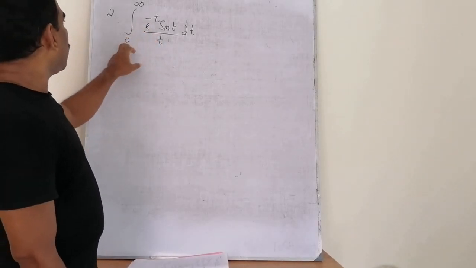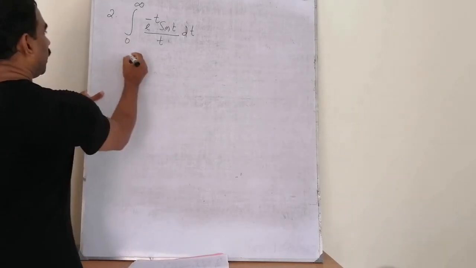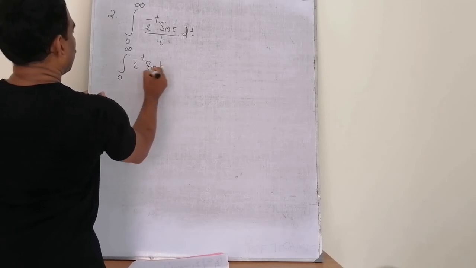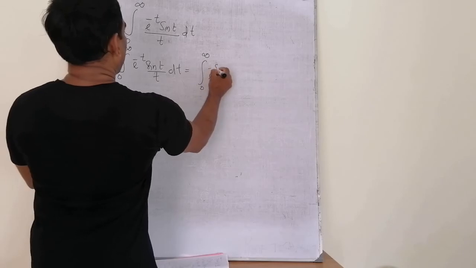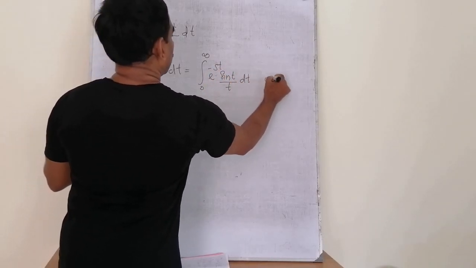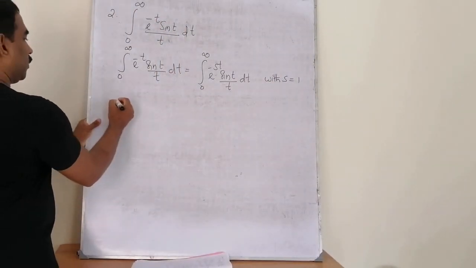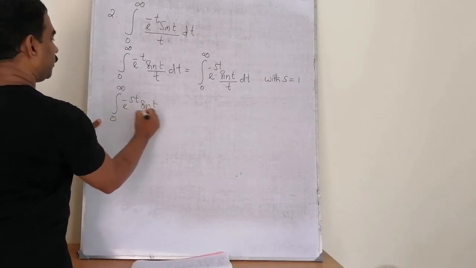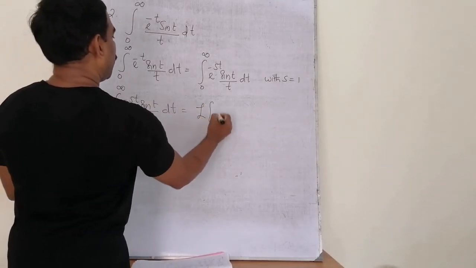Consider another improper integral, integral 0 to infinity e raised to minus t sin t by t dt. As before, we can write down this integral, integral 0 to infinity e raised to minus t into sin t divided by t dt is equal to integral 0 to infinity e raised to minus st into sin t divided by t dt with s equal to 1. Now what is integral 0 to infinity e raised to minus st into sin t by t dt? So this is the Laplace transform of the function sin t by t.